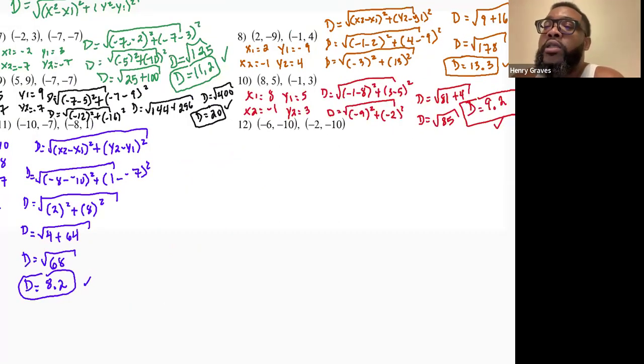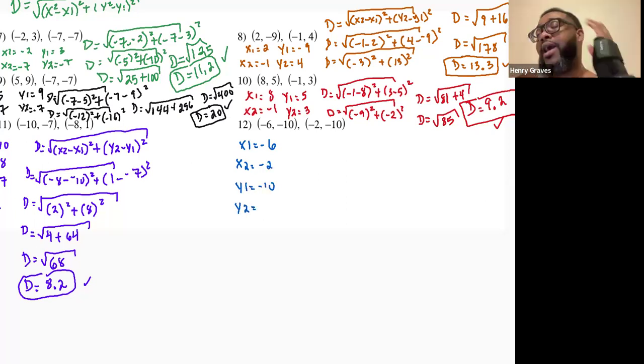12, x1 is going to be negative 6. x2 is going to be negative 2. y1 is going to be negative 10. y2 is going to be negative. Oh, wow. Well, we could have some trouble here.